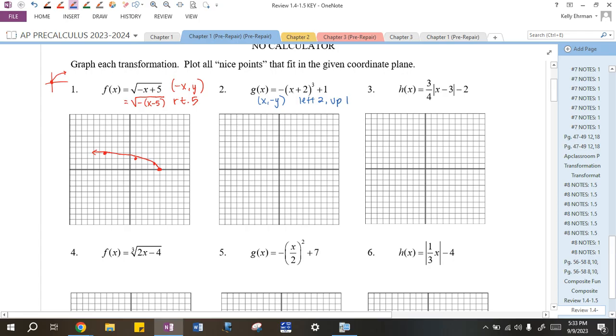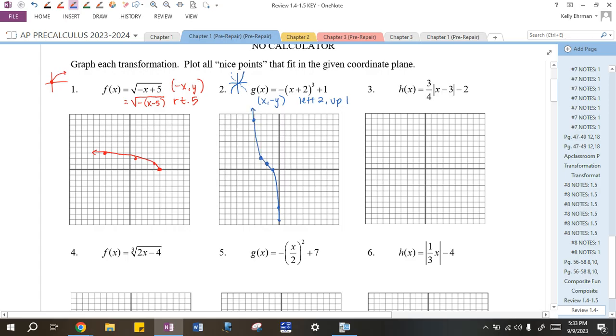So I remember that this parent function normally has kind of a center at 0, 0. So I'm going left 2 and up 1. And normally the cubic graph looks like this. So when I do an x-axis reflection, it's going to go this way. So from the center, I know that it's going to go left 1, up 1, right 1, down 1. Also from the center, left 2, up 8, and right 2, down 8. And that's all that we normally sketch in.